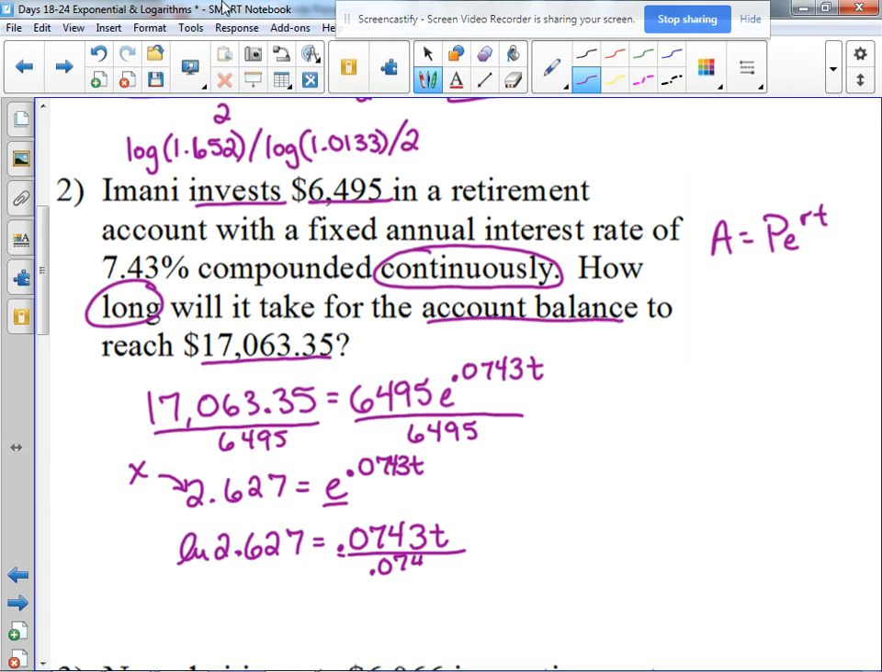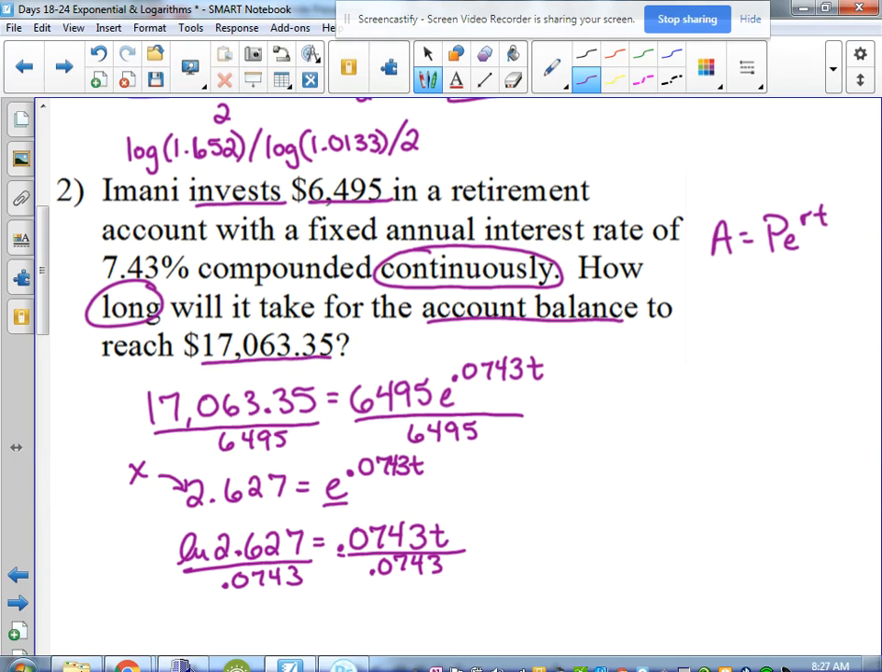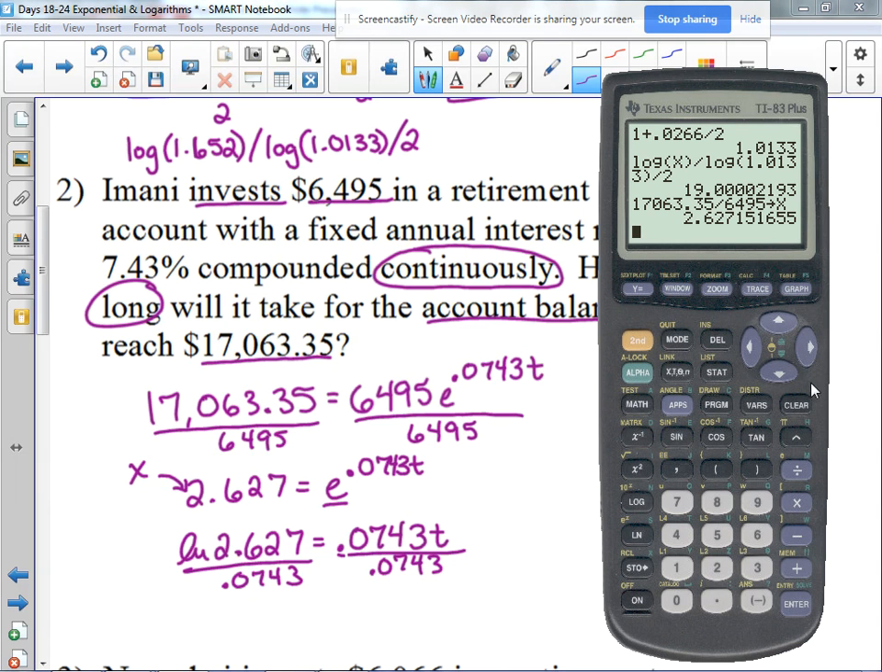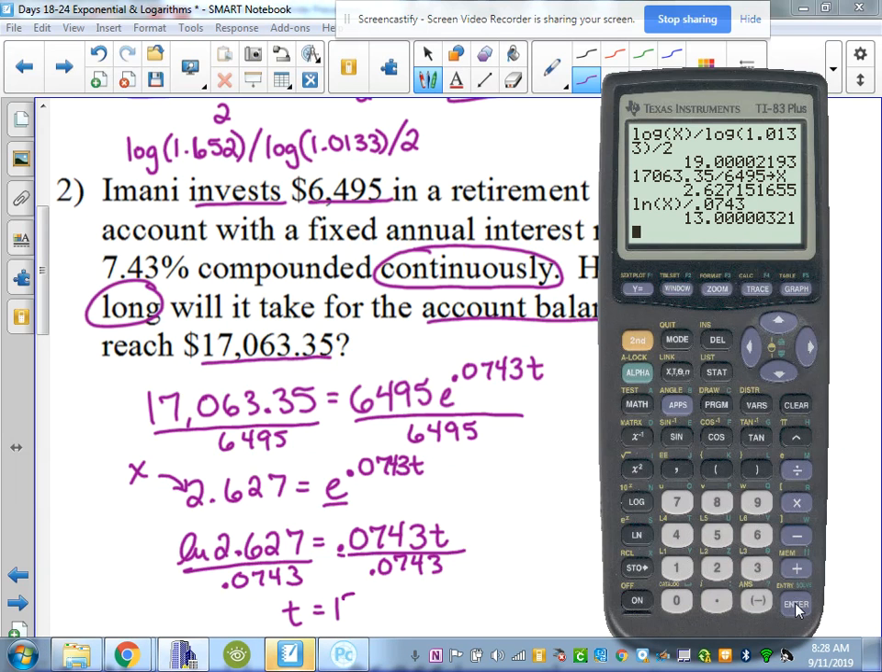Again, nothing's really changed. This one's just a little bit easier computation-wise because you don't have the common log. We're using the natural log. So this one gives us about 13 years.